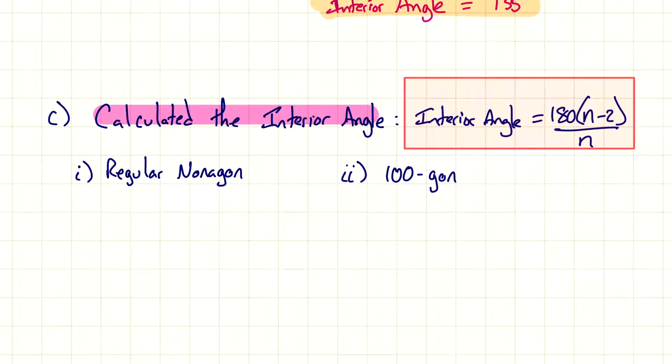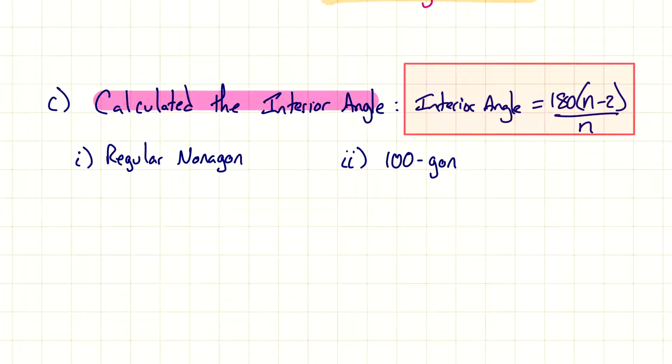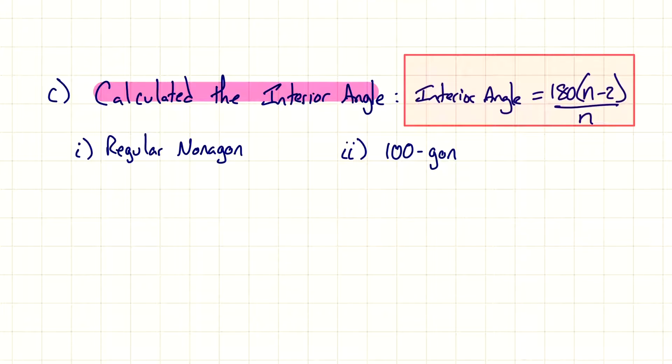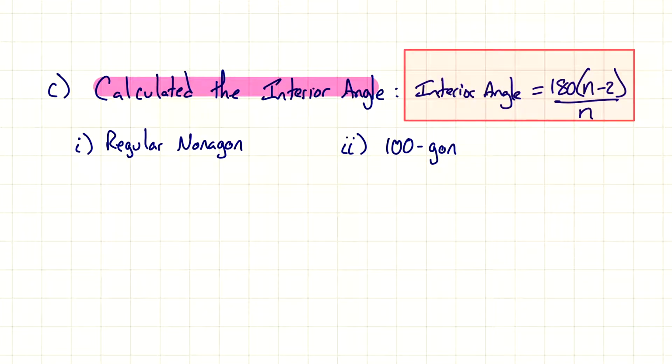And let's see if you could calculate these. So a regular nonagon and a hundredgon. All right, I'm going to work these out, but I'm going to ask you first to do it. So you let me know what the interior angle is for each of these.